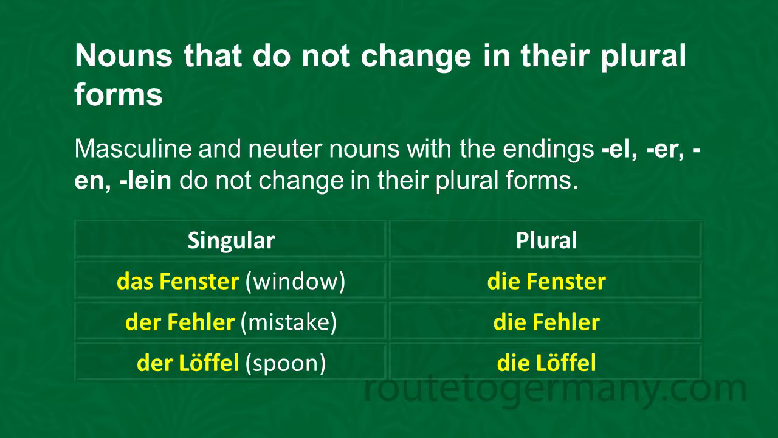Some masculine and neuter nouns with the endings el, er, en, and chen do not change in their plural forms. Some examples of such nouns are das Fenster, which means window, and the plural of das Fenster is die Fenster. Der Fehler, which means mistake, and the plural of der Fehler is die Fehler. Der Löffel, which means spoon, and the plural is die Löffel.